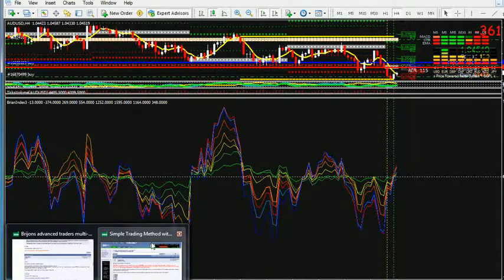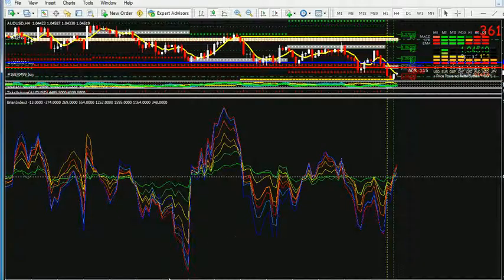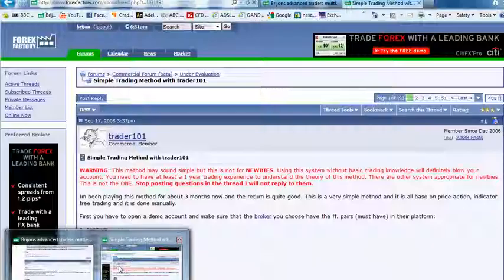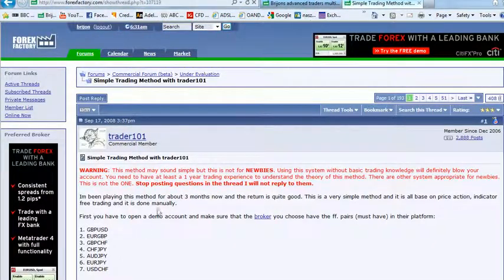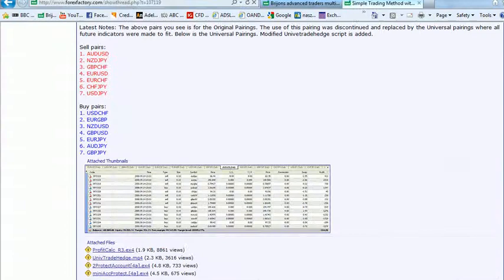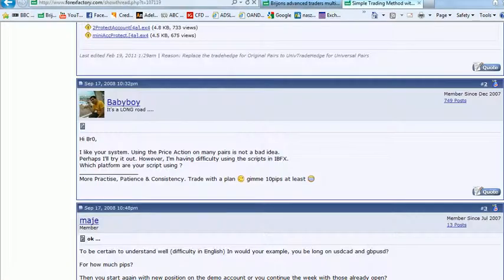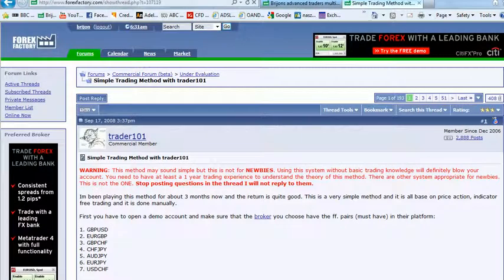This was done years ago, and then a trader, 101, pioneered into the baskets of currencies, and it's on the Forex thread in the commercial forum, Simple Trading Method with 101. One should read the first 10 pages and get an idea of how he showed that at a certain period of time the 14 currencies moved in together and all went into profit.